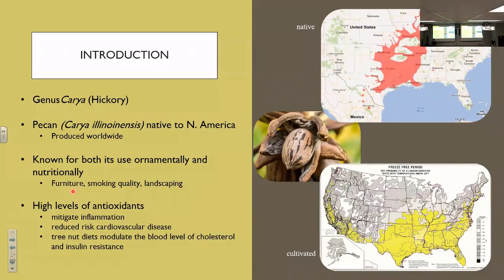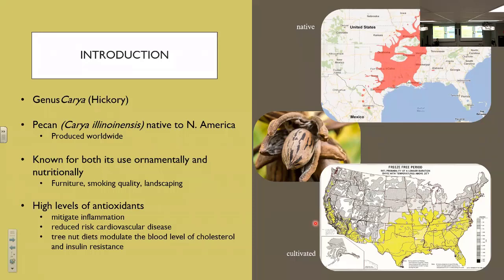Pecan is included in the genus Carya, otherwise known as the hickories, which contain 18 species, some being native to Asia and others being native to North America. Pecan is one of the species that is native to North America, shown here in its native range, shaded in red on the top. But commercially, it's produced in a much wider region, shaded in yellow on the bottom, ranging from California to Georgia. And it's also produced in other countries throughout the world.